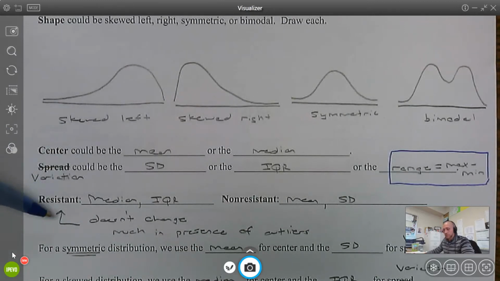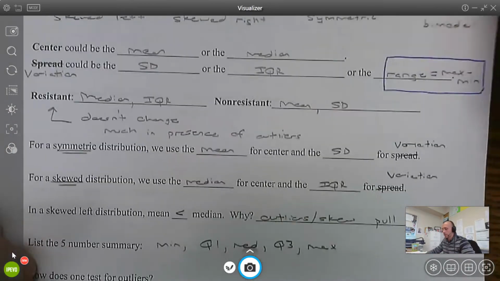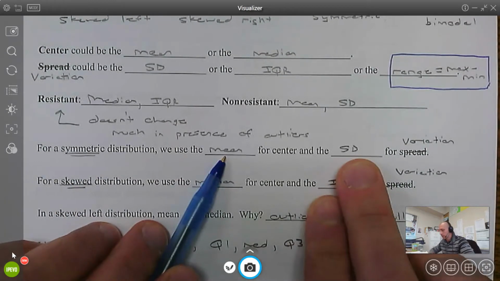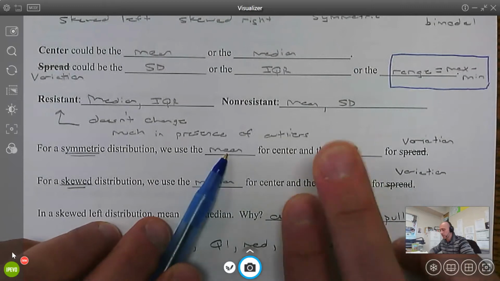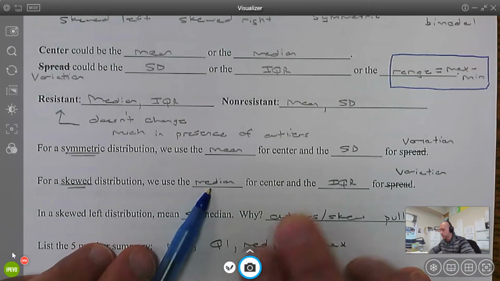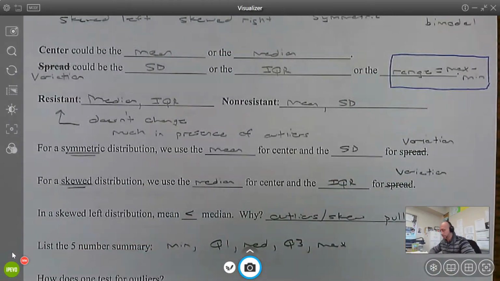Resistant means that they don't change much in the presence of skewness or outliers. The median and the IQR are resistant. The mean and the standard deviation are not resistant. So we pair these together. If we're describing a symmetric distribution, we want to use the mean and the standard deviation as our measure of center and variability. If we're talking about a skewed distribution, we want to use the median and IQR as the measure of center and variability.